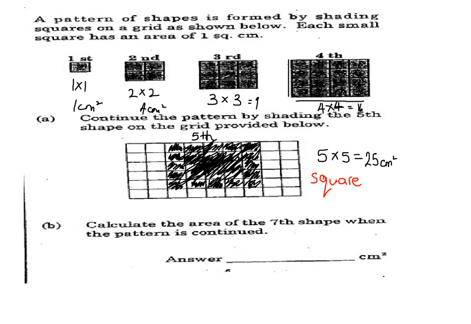Alright. So, if the fifth pattern is 5 by 5, what do you think the sixth pattern will be? 6 by 6. Right. But they ask us for the seventh shape. So, what would the seventh pattern be? Wait, 7. Say it. 49. Right. You see how easy that was? The seventh shape would be 7 by 7, which is 49. So your area would be 49 square centimeters. And you're done.